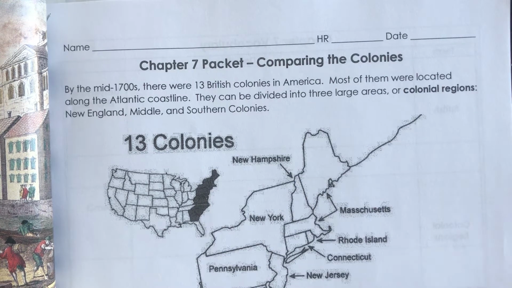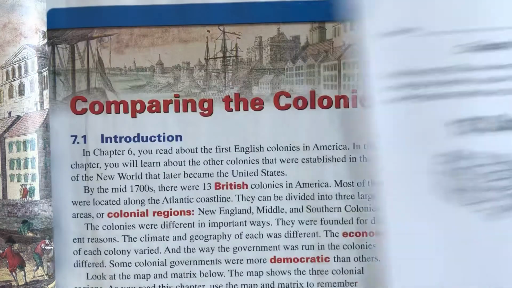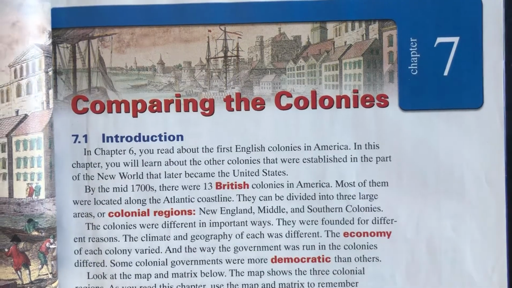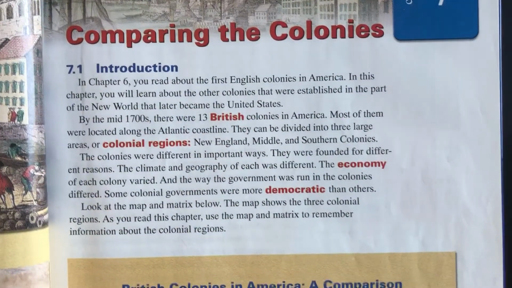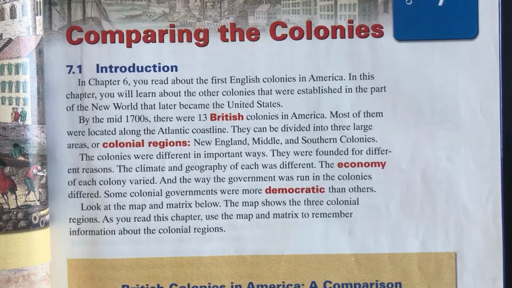So what we're gonna do is we're gonna read section 7.1 and 7.2 together. So I'll read and you can follow along in your book. And our goal today is to complete the front page of this packet because there are 3 different regions that the colonies are set up into, and I want you to be able to identify those regions. So without further ado, chapter 7, comparing the colonies. Read along with me.